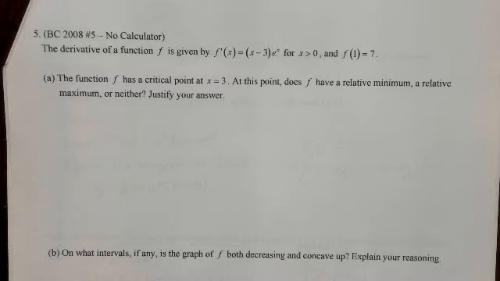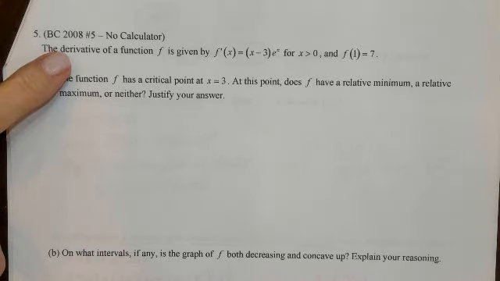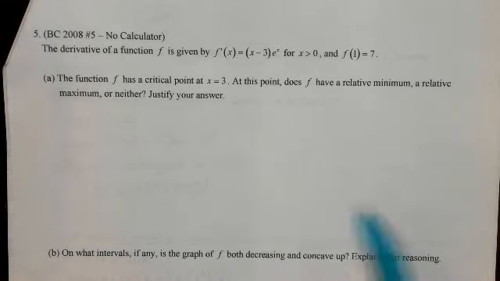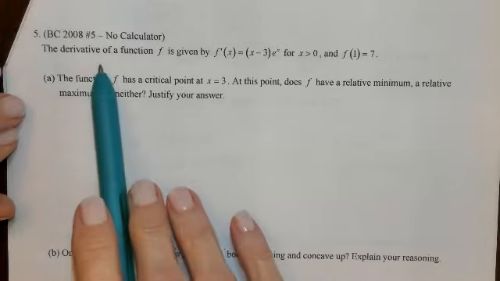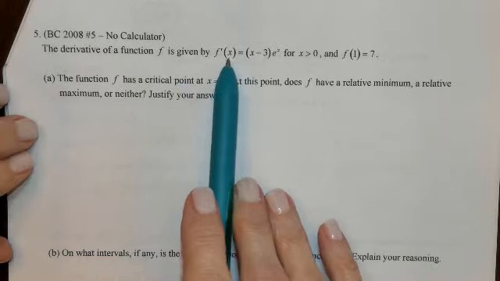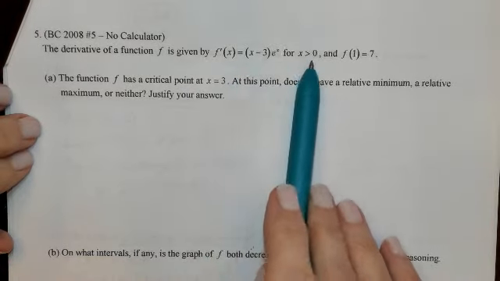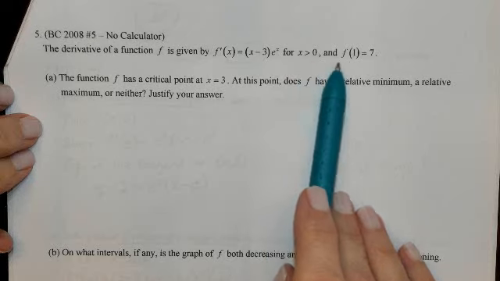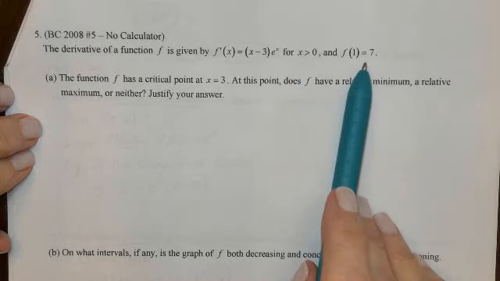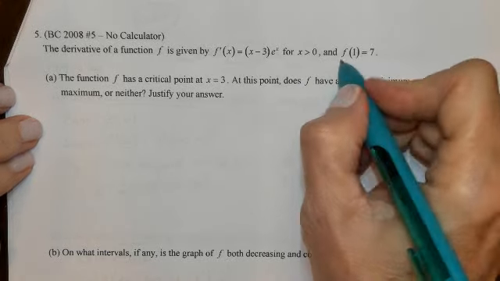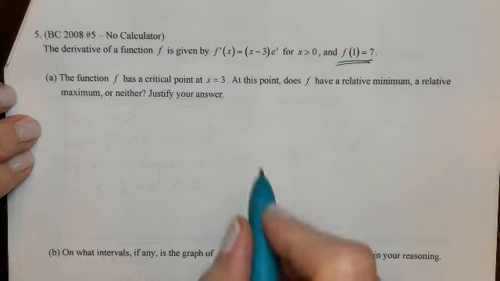Okay, next up we're taking a look at the BC problem from 2008, number 5, no calculator. It says the derivative of a function f is given by this equation for x is greater than 0, and they tell us that f of 1 is 7. So we'll have to keep that in mind. Not sure why they're telling us that.